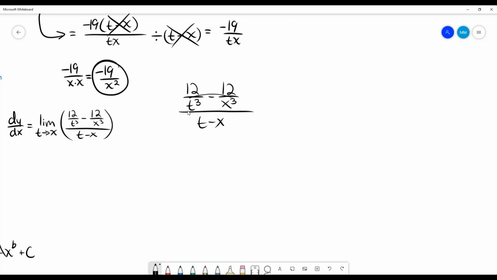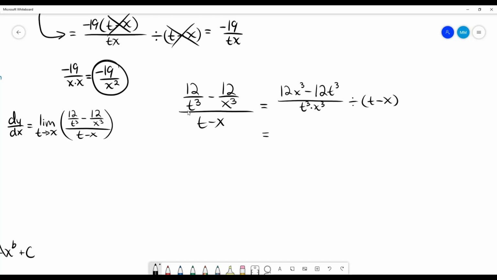Once again, I'm going to give these a common denominator by just multiplying them out. So that's going to be 12x cubed minus 12t cubed over, let's see, the common denominator would be t cubed x cubed, and I'm actually going to write that as division instead of that extra fraction line, just so that we don't get too hung up on it. And again, we're trying to factor out this t minus x. And so we're going to bring that down.